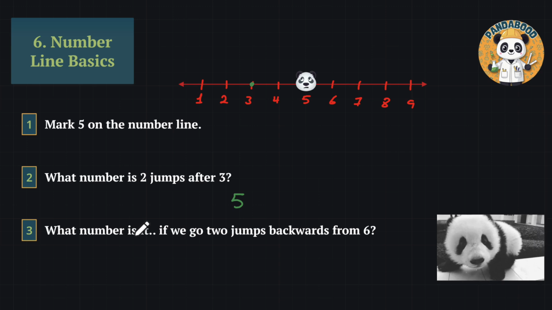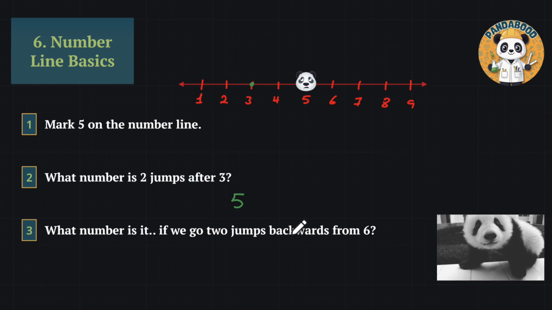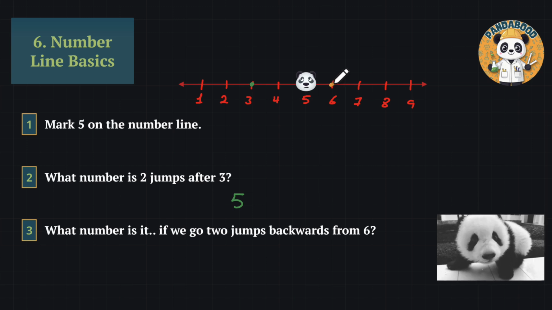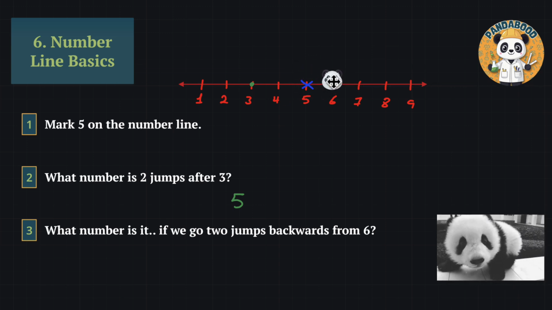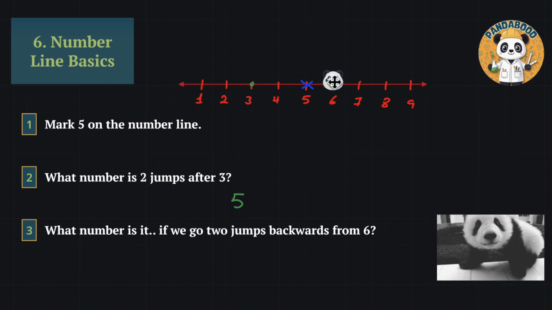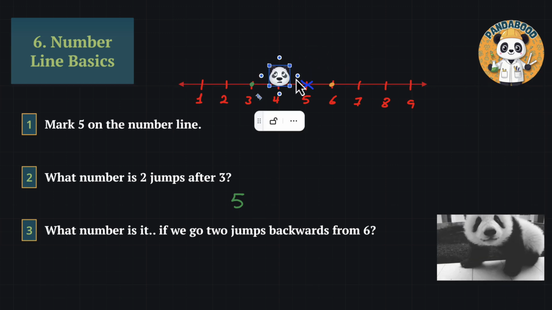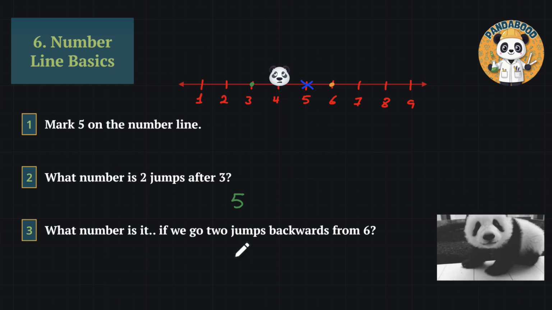Finally, question 3. What number is it if we go 2 jumps backwards from 6? So I'm gonna start from 6 this time. And since it says 2 jumps backwards, I should go to the left. So 1, 2. So the number which is 2 jumps backward from 6 is 4.